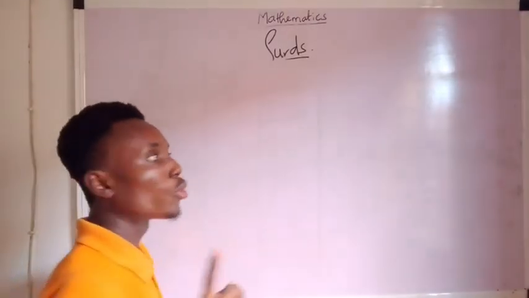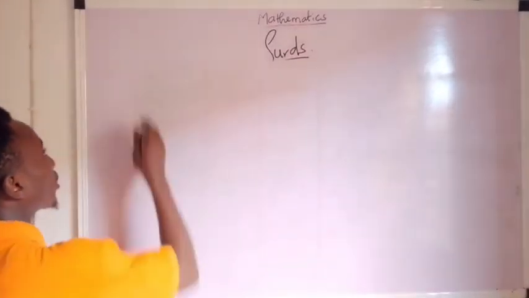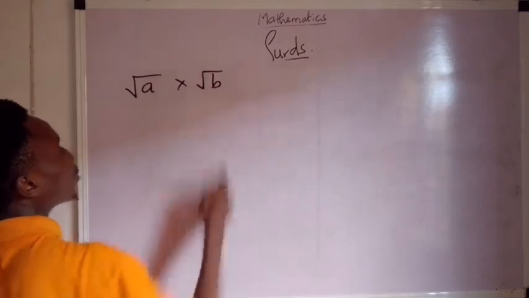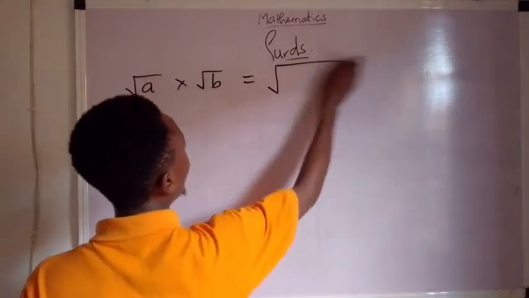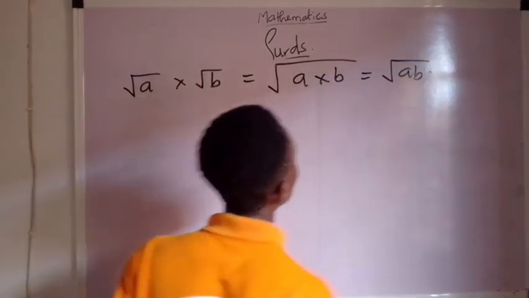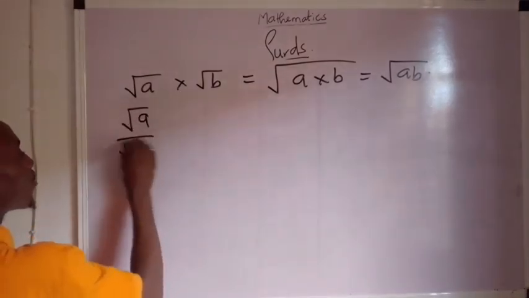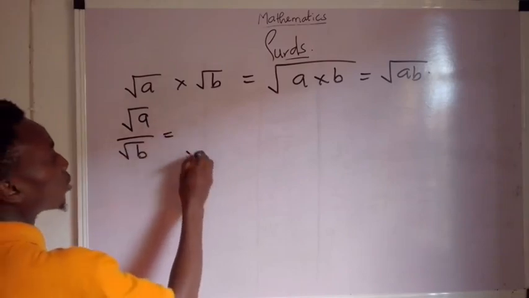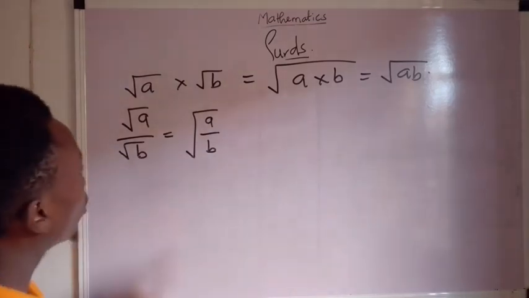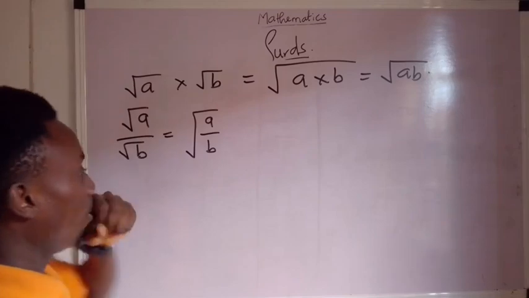Before I go into breaking down surds, let's deal with the multiplication and division of surds. Now, when you have root A, so that is surd A times surd B here, it is actually equal to this. Now, in the same way, if you have this, it is the same thing as saying this. Take note of this. This is very, very important.